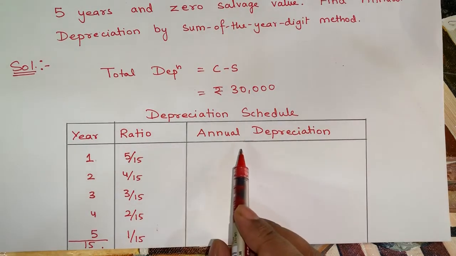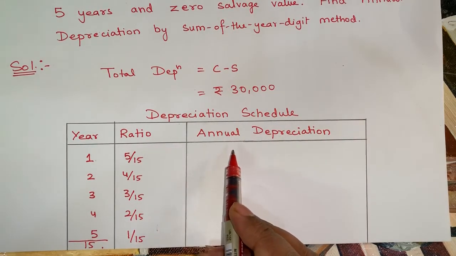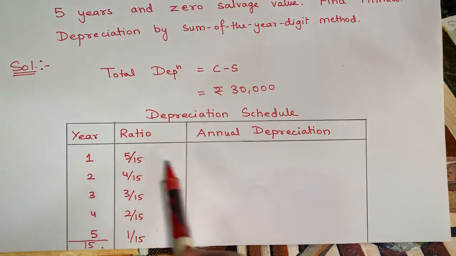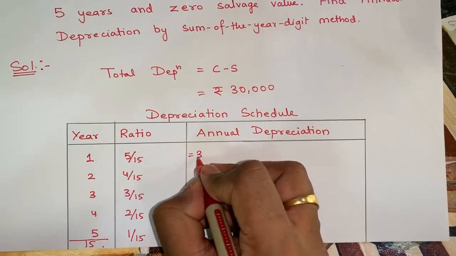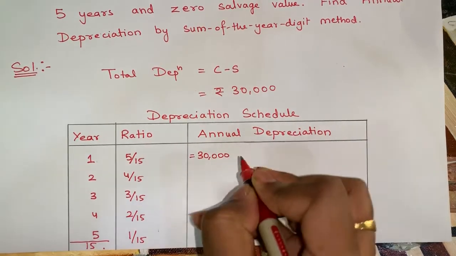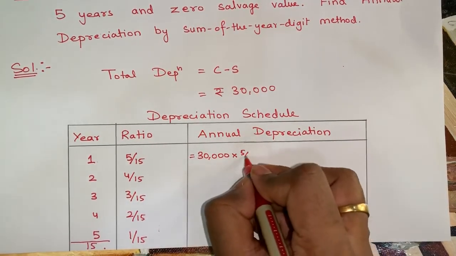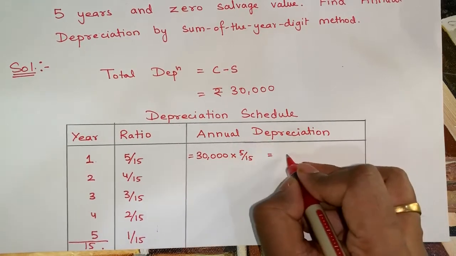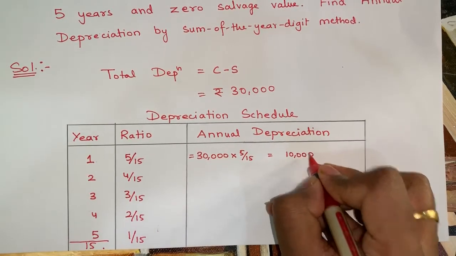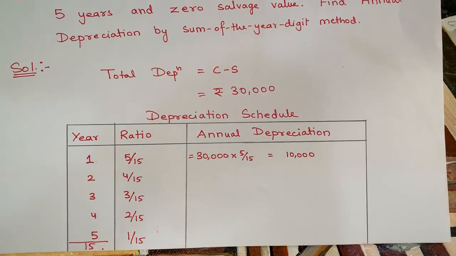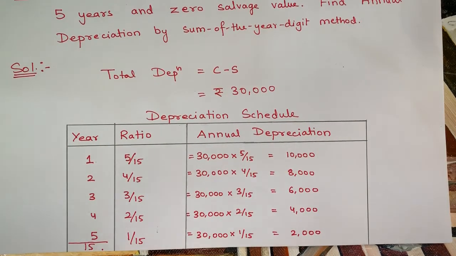Now we compute annual depreciation. The formula for annual depreciation is total depreciation multiplied by the ratio. So this becomes 30,000 multiplied by 5/15, which makes it 10,000. Similarly, we will compute for all 5 years. After solving, we get depreciation for the second year to be 8,000, for the third year to be 6,000, for the fourth year to be 4,000, and for the last year to be 2,000. Hence, these are the annual depreciation that we would be charging every year.